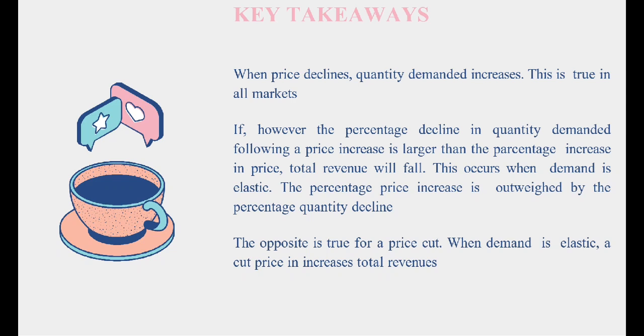Here are the key takeaways. When price declines, quantity demanded increases. This is true in all markets. If, however, the percentage decline in quantity demanded following a price increase is larger than the percentage increase in price, total revenue will fall. This occurs when demand is elastic. The percentage price increase is outweighed by the percentage quantity decline. The opposite is true for a price cut. When demand is elastic, a price cut increases total revenues.